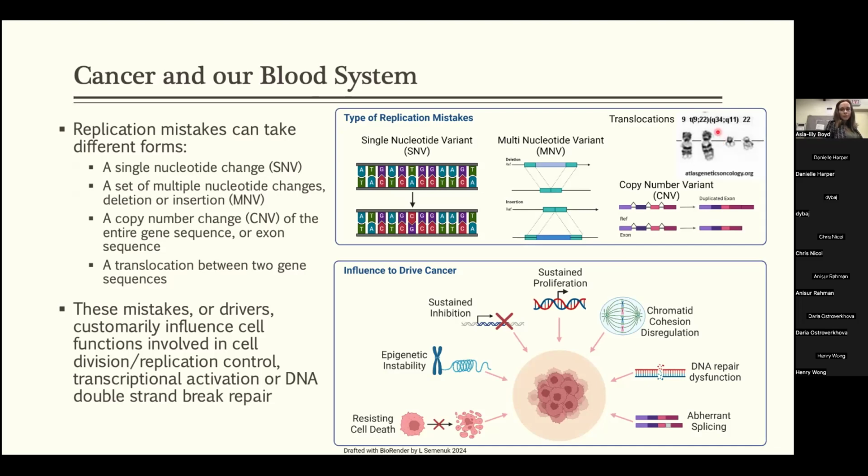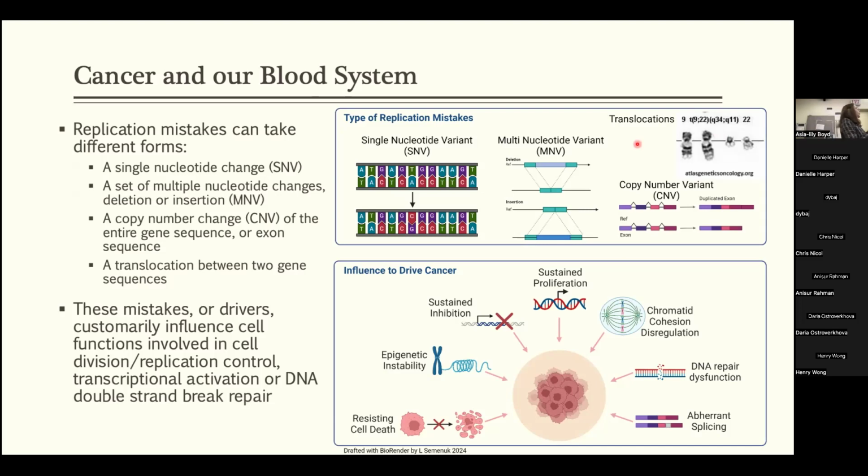And also there are translocations. So that is when two segments of genes misalign, usually during mitosis, when the sister chromatids are aligning, and there can be two gene sequences that cross in the wrong fashion and join and make an abnormally fused product.